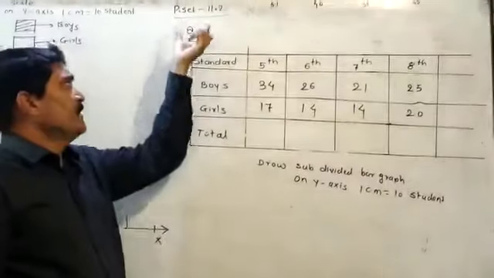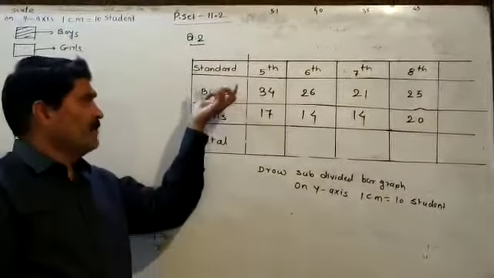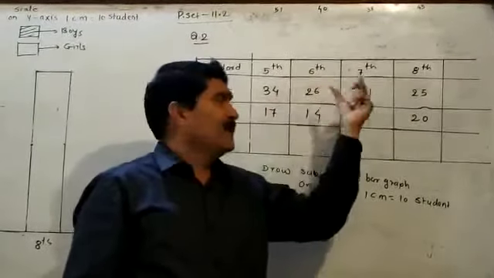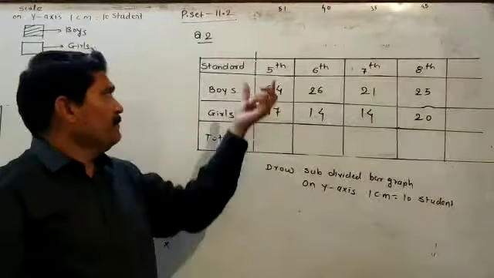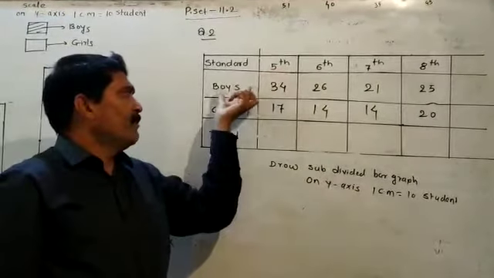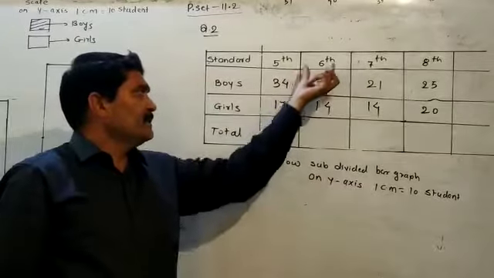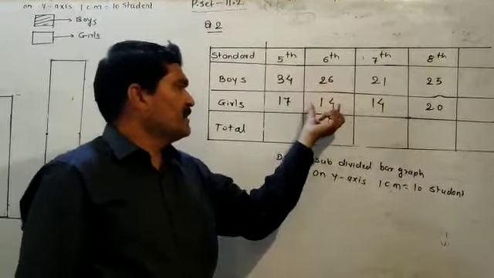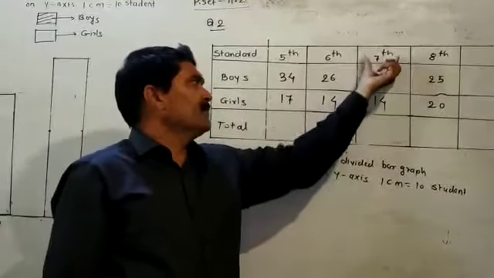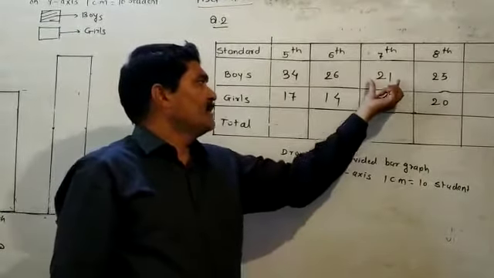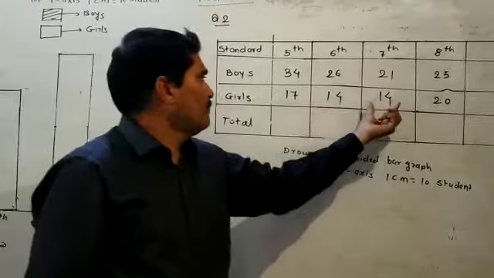To practice set question number 2. This is the data of the 5th to 8th standard students of one village. In the 5th standard, the number of boys is 34 and the number of girls is 17. In the 6th standard, the number of boys is 26 and the number of girls is 14. In the 7th standard, the number of boys is 21 and the number of girls is 14.